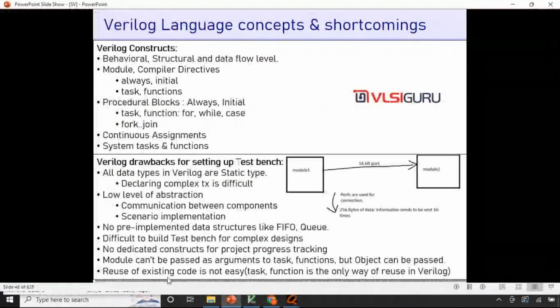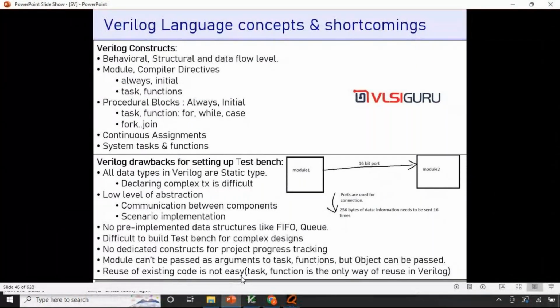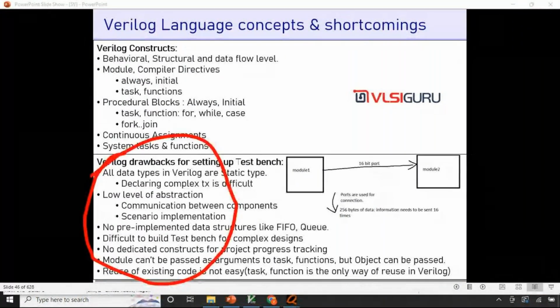Reusing existing code is not easy. In Verilog, if you have to reuse, most of the time you have to copy and paste it, copy the lines and paste them. That is not efficient. The way reuse works in Verilog is by using tasks and functions. In SystemVerilog, there is a better way of doing it. It is called inheritance, where you can reuse things just by using a keyword called extends. We'll discuss all that. So in many aspects, SystemVerilog is more efficient than Verilog.